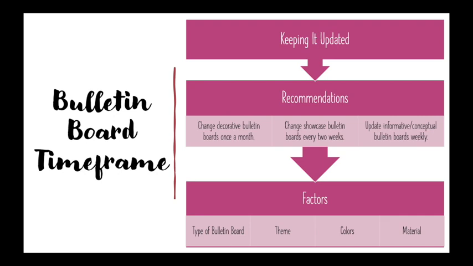The type of bulletin board that you have and its function will determine how often that you should change it. A decorative bulletin board should ideally be changed once a month, depending on the theme. A showcase bulletin board should be changed every 2 weeks, to keep students interactive and engaged, to make them want to do the work so their assignments could go on the board. Update informational and conceptual bulletin boards every week.